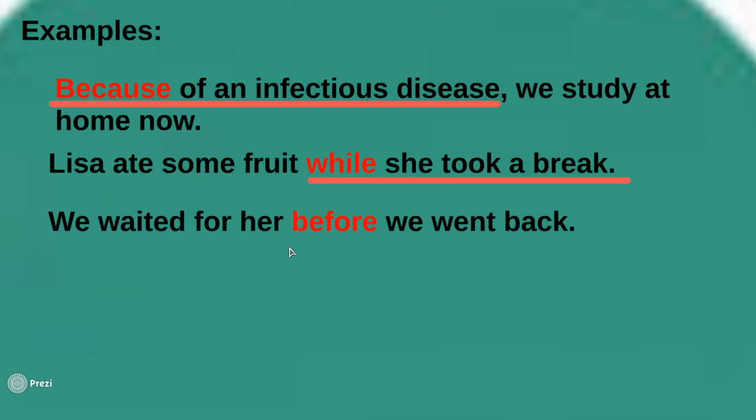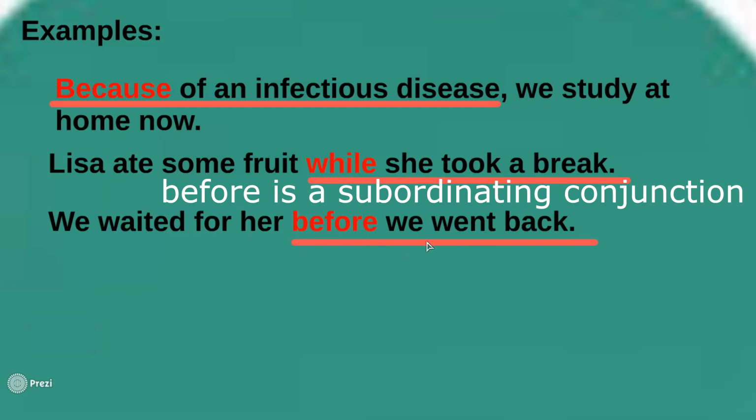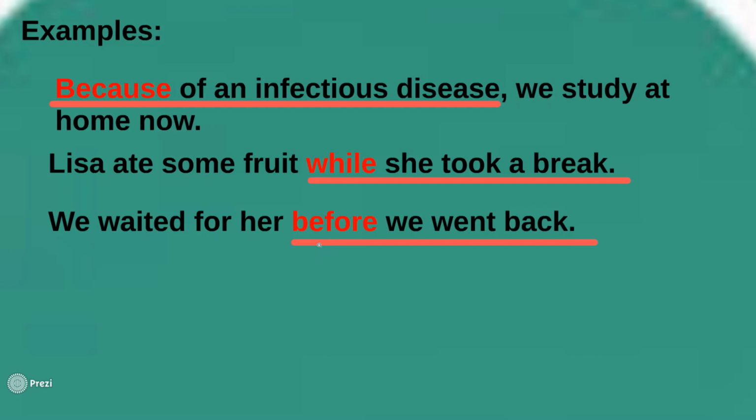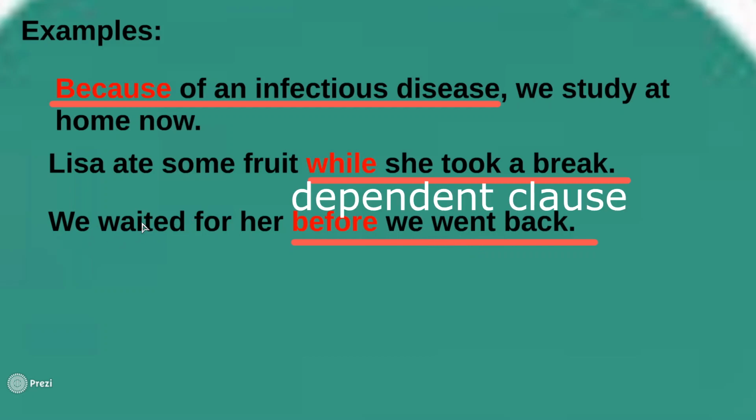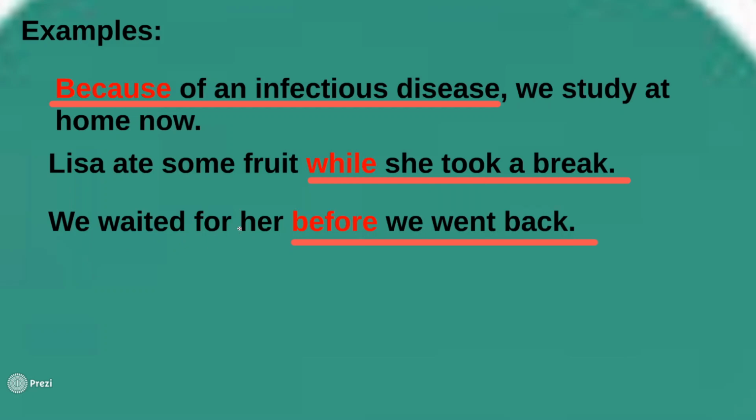Next, number three. We waited for her before we went back. Now you can see the word before here. Before is an example of a subordinating conjunction. Okay? And now we read, before we went back. This is a dependent clause. Now if you read it once again, before we went back, it doesn't make sense, because it is a dependent clause. It cannot stand alone. It needs the rest of the sentence, we waited for her, to make it a complete sentence, to make it make sense. So, we waited for her before we went back.